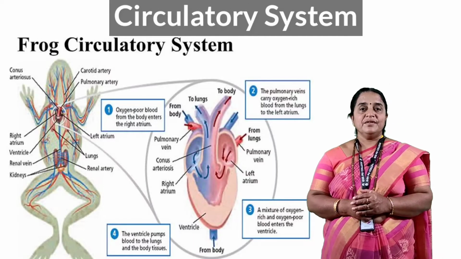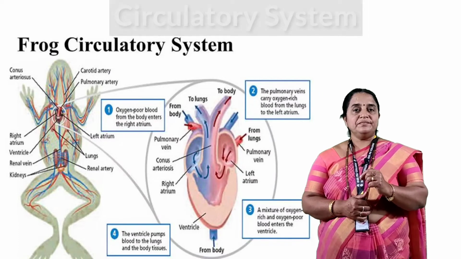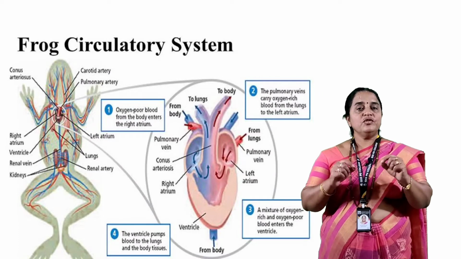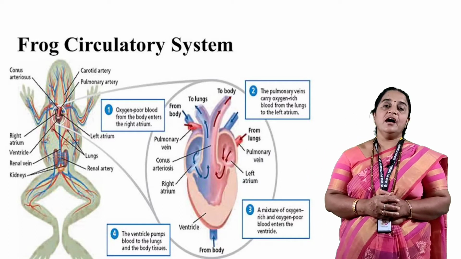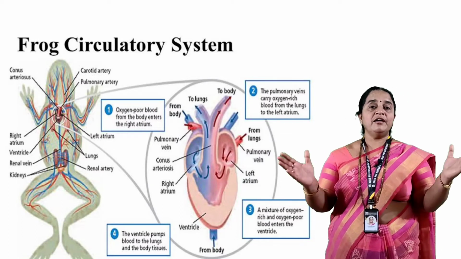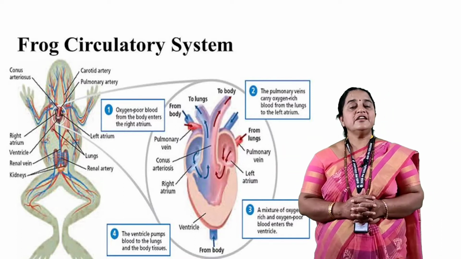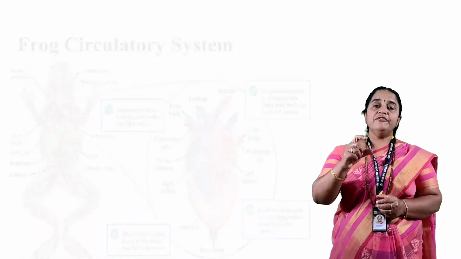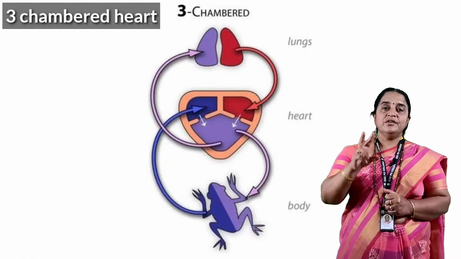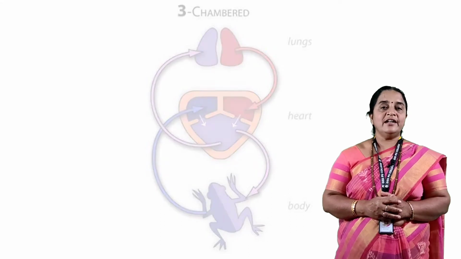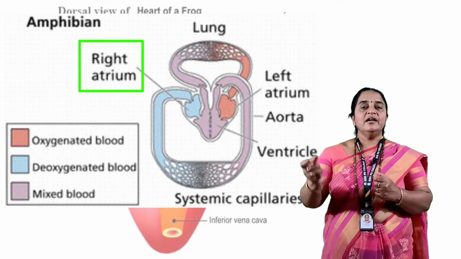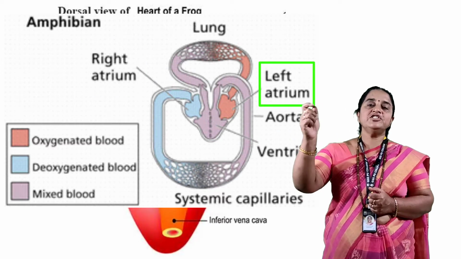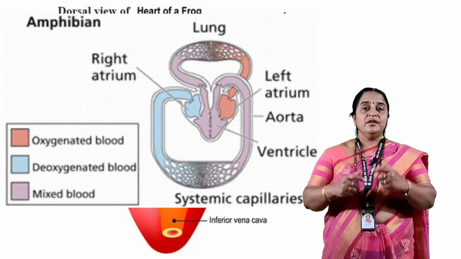Coming to the next system, circulatory system. It is closed type. The blood is flowing through the closed blood vessels under pressure because of a pumping organ, heart. So heart and the blood vessels comprise the circulatory system in the frog. In the frog, heart is three-chambered. Two receiving chambers are atria, where right atrium receives deoxygenated blood and left atrium receives oxygenated blood from the lungs.